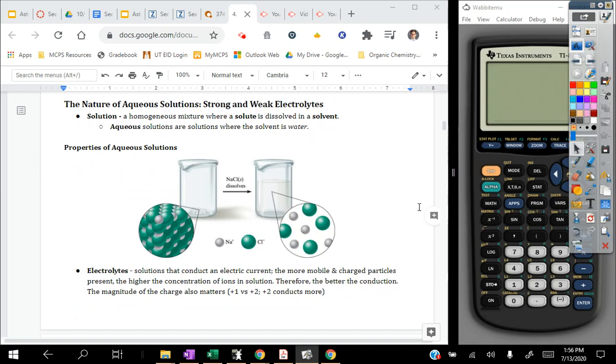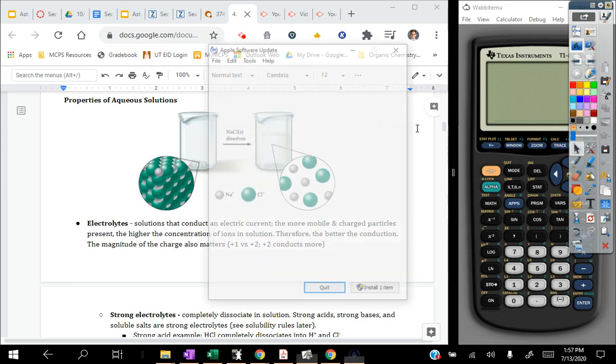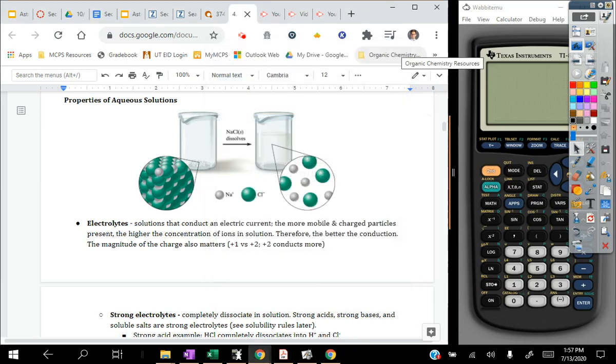The nature of aqueous solutions can be broken down into several different classes. As discussed so far, we know that a solution is a homogeneous mixture where a solute is dissolved in a solvent. We use the term aqueous to describe solutions that specifically have water as their solvent. When we're looking at the phase designations after a compound in a balanced chemical equation, we typically use S, L, and G for solid, liquid, and gas, but you will also see AQ for aqueous.